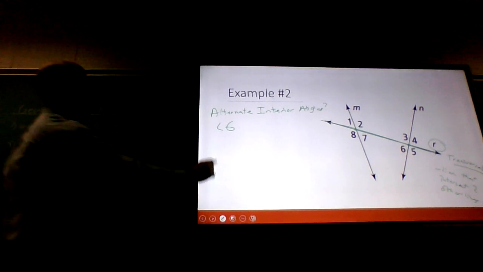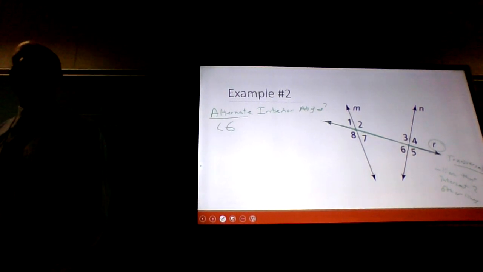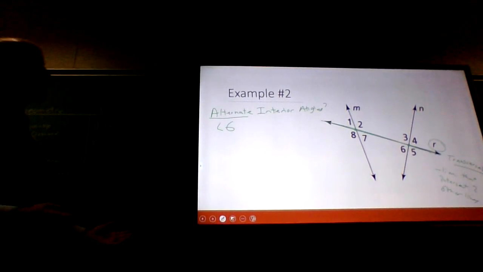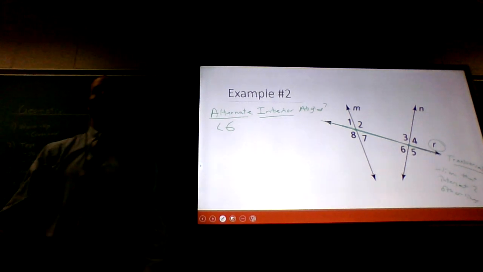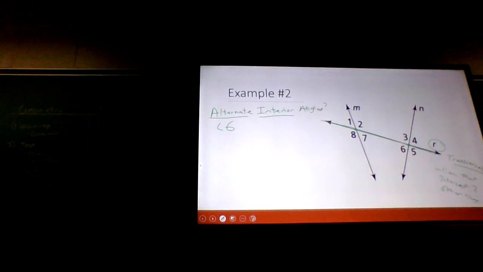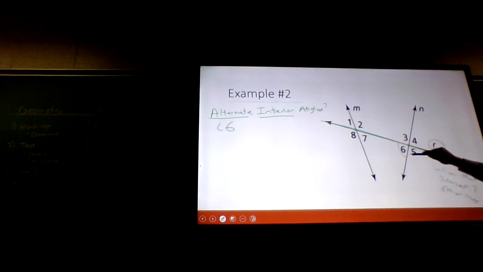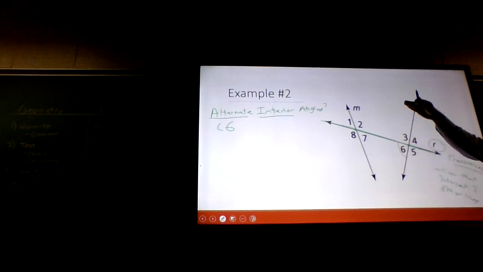Now, can you guess what alternate means? Alternate means on different sides. Can you guess what interior means? It means on the inside. So here's what alternate means. Alternate means if this is angle 6, I'm telling you it has to be on the other side of the transversal.